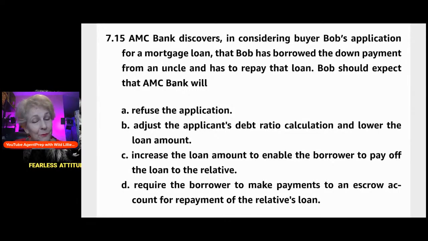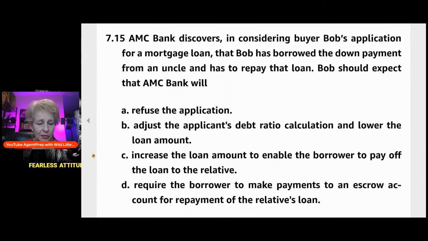So a lot of times banks don't like you to borrow money, but there are exceptions, especially if you have to pay it back. Now that goes into your debt to income ratio. So what would Bob expect from the bank? A, refuse the application. B, adjust the applicant's debt ratio calculation and lower the loan amount. C, increase the loan amount to enable the borrower to pay off the loan to the relative. Or D, require the borrower to make payments to an escrow account for repayment of the relative's loan.